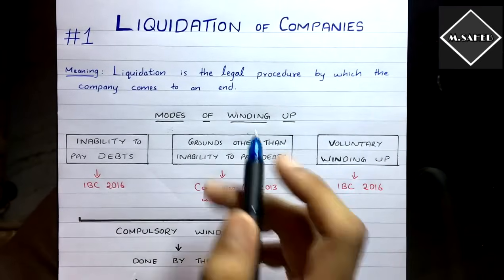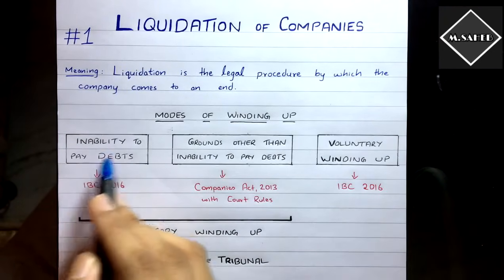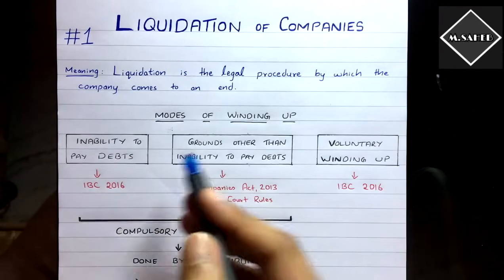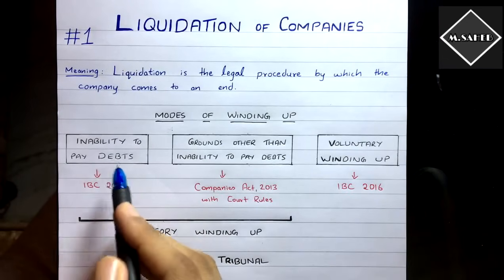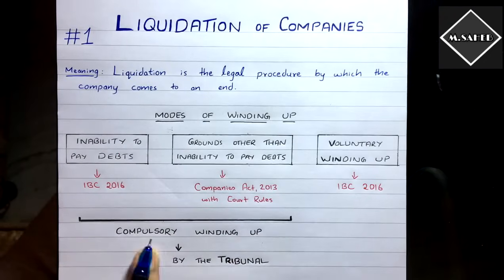So there are three different modes of winding up, as you can see over here. Three boxes I've made over here. The first is inability to pay debts. If the company defaults, it cannot pay the debts, then it will be liquidated. And that would be called compulsory winding up.